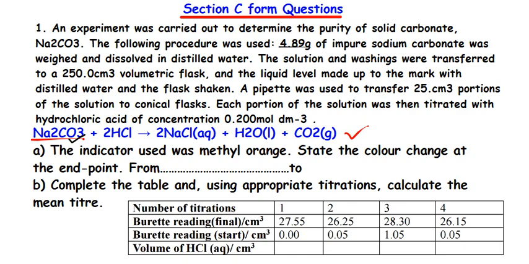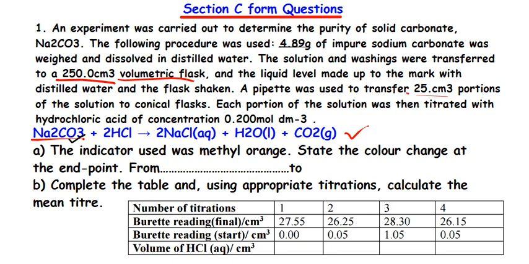So we dissolve it in water, and then after that the solution and all the washings are then transferred to a volumetric flask. That's a volume, because the question says the liquid level was made up to the mark with distilled water. So that 4.89 grams is dissolved and then made into a solution of 250 cubic centimeters. And then after that, a pipette is used to transfer from that volumetric flask 25 cubic centimeter portions of the solution to conical flasks.